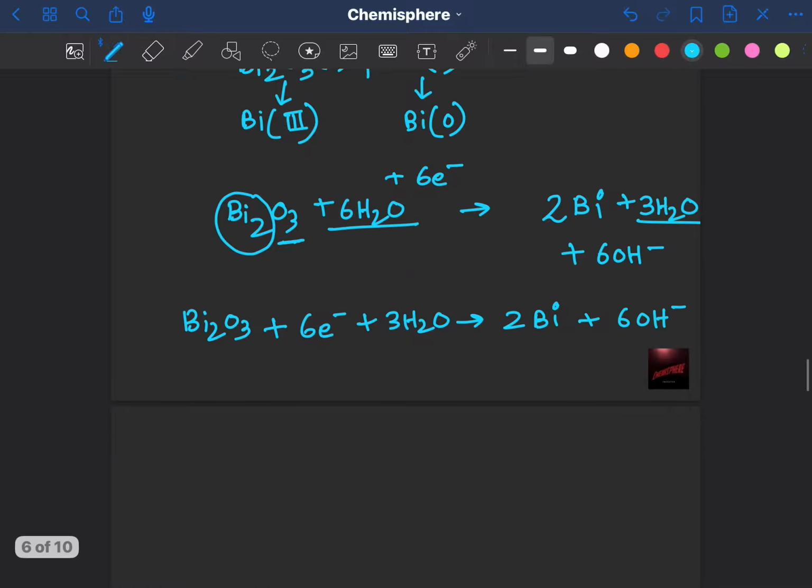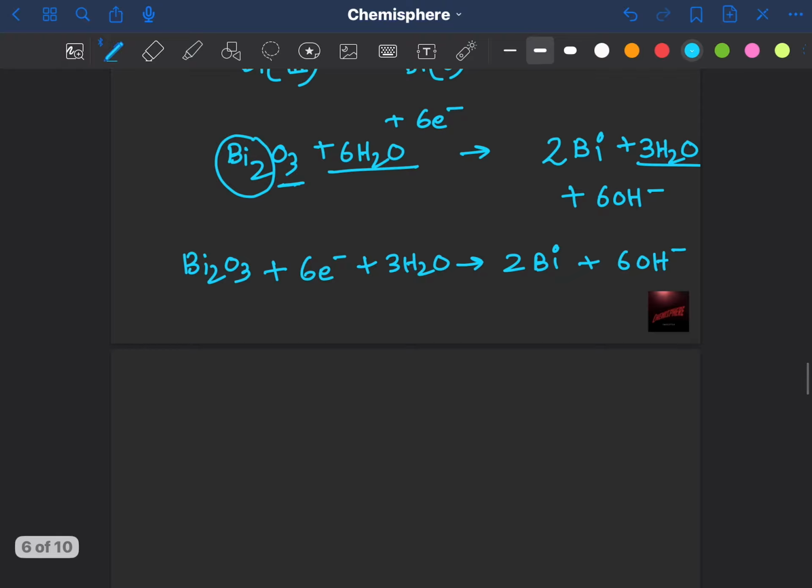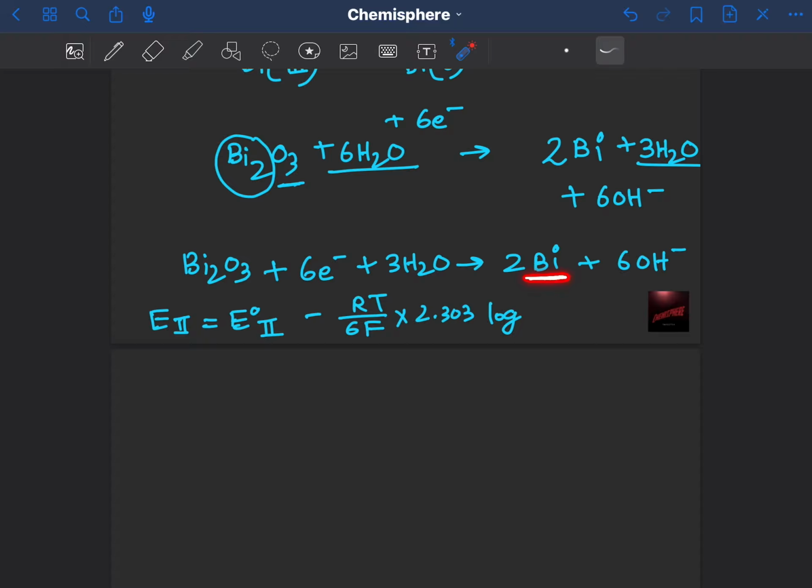Okay, so when we write the Nernst equation for this, we can write it as E2 is equal to E02 minus RT by 6F, since 6 electrons are involved, into 2.303 log of... you can see bismuth is a solid, so this doesn't come into the picture. So OH minus to the power 6 divided by, on the reactant side you can see Bi2O3 is a solid, doesn't come into the picture. Water, we assume the concentration to be constant, so doesn't come into the picture. So therefore it is just log of OH minus to the power 6.